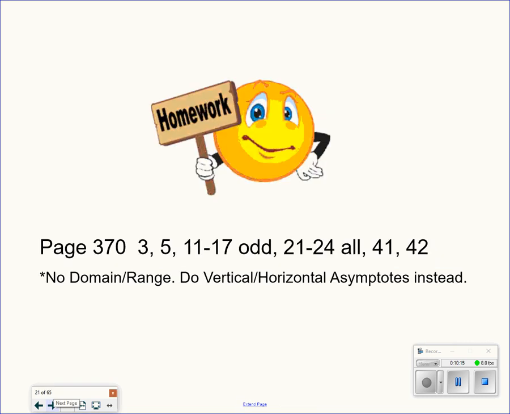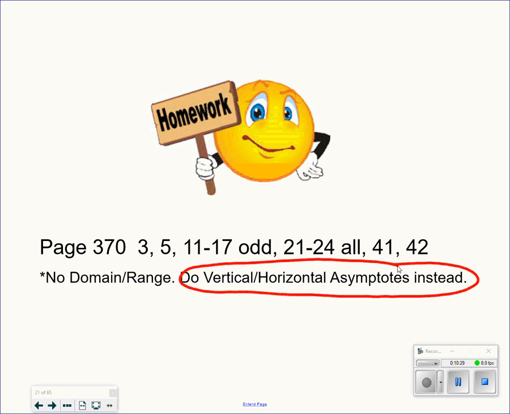Homework assignment tonight. Now, do not look at the directions, please. Do everything the way I did here in my notes. Don't do the domain and range. On each and every single one of these, I want you to do the vertical asymptote and the horizontal asymptote. If you have any questions, make sure you talk to your teacher, and good luck.